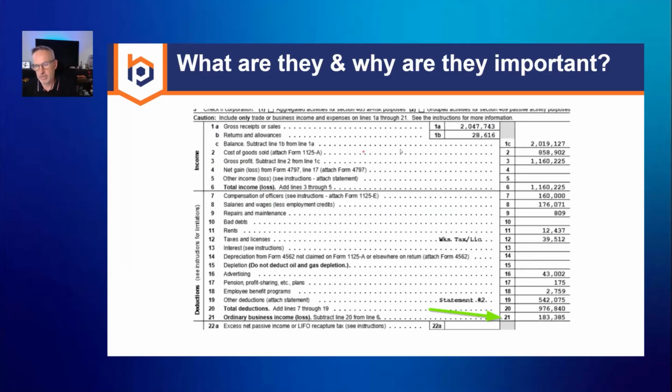This is just an actual live 1120S. They brought in $2 million. They had some returns, so they actually brought in a little over $2 million. This is their cost of goods. This is their gross profit, right? This is what they profited.